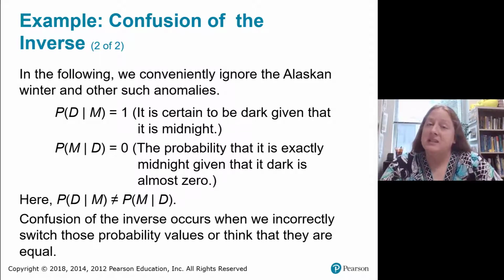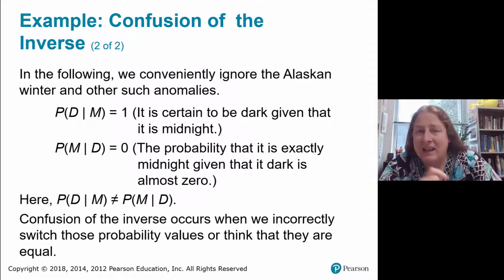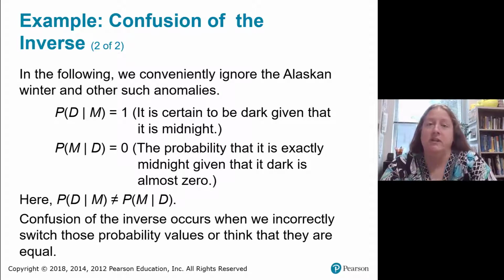However, the probability that it's midnight, given that it's dark, is pretty much 0. All right? Because exactly midnight is a very short period of time that you can't even really measure. We can be seconds before, seconds after, nanoseconds before, nanoseconds after, right? So this probability is pretty much 0, that it is exactly midnight when it's dark out. So very clearly here, the probability that it's dark, given that it's midnight, is not equal to the probability that it's midnight, given that it's dark.